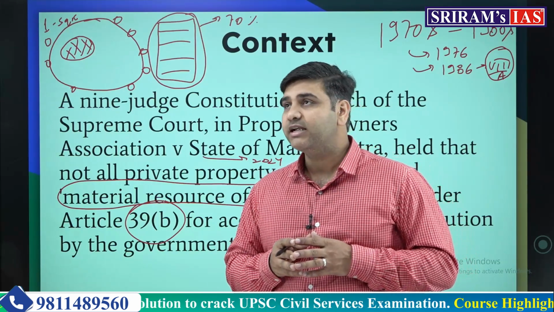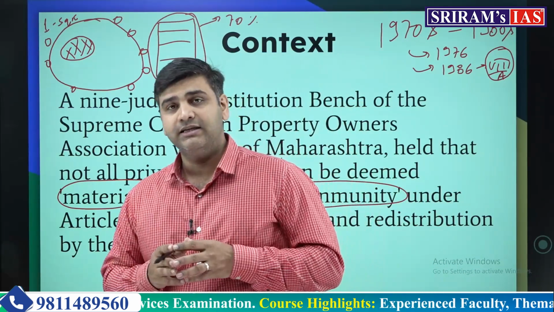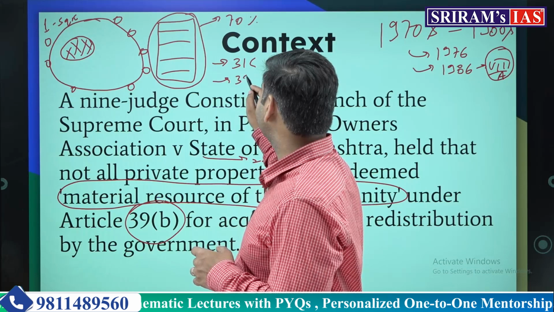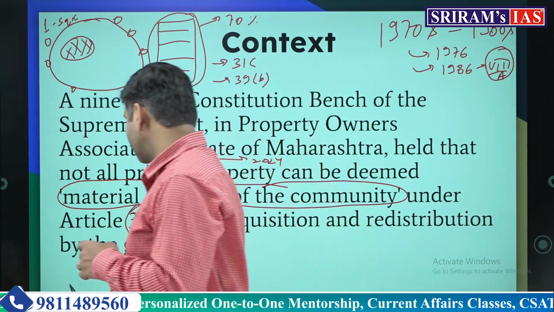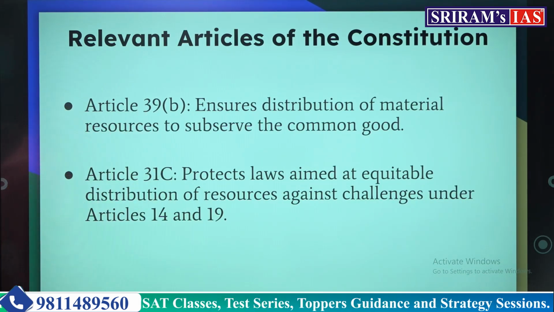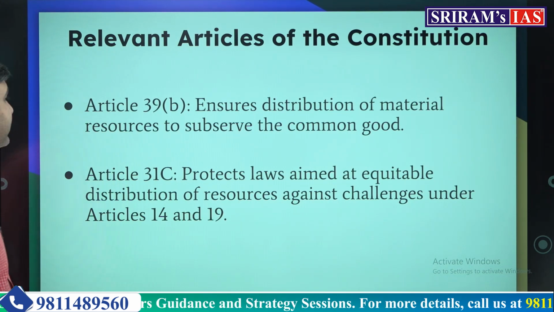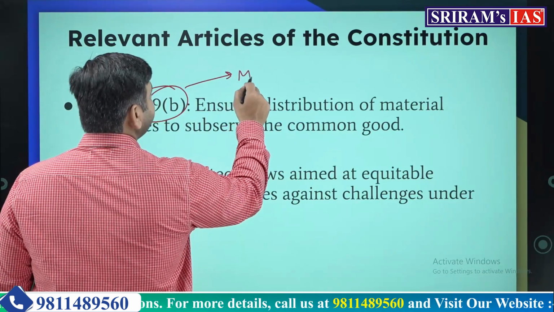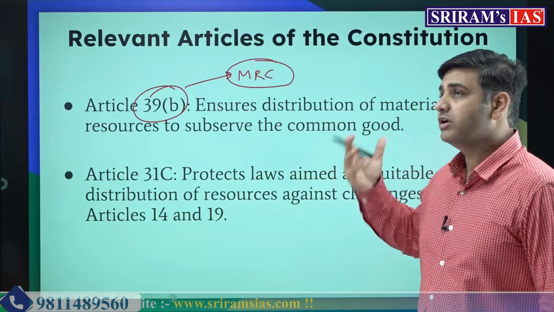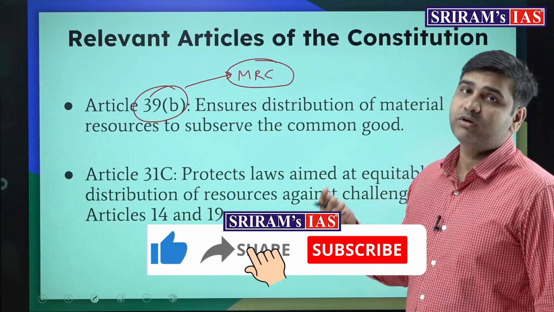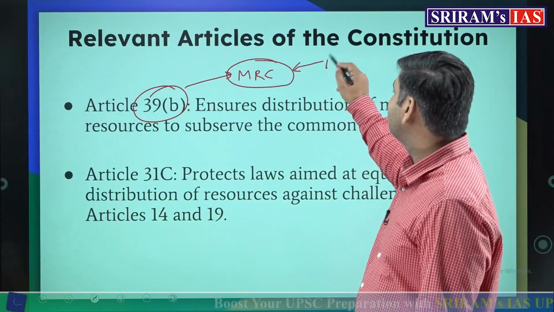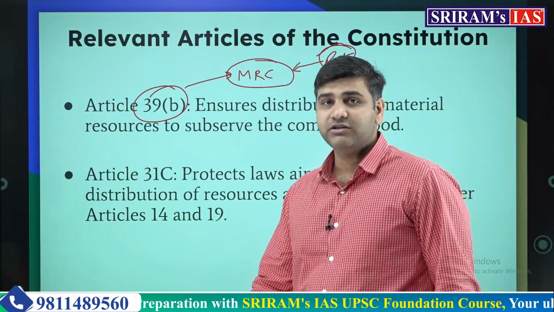the Mumbai High Court, it said that, okay, there are two important articles in the Constitution, Article 31C and Article 39B. What do these two articles do? Article 39B ensures distribution of material resources to subserve the common good. Simply saying, Article 39B also includes the phrase material resources of the community. This phrase has become the point of contention, the basis of whatever we are studying today. So it ensures the equal distribution of all the material resources of the community. Now the whole question is, can private property be included in the material resource of the community or not?